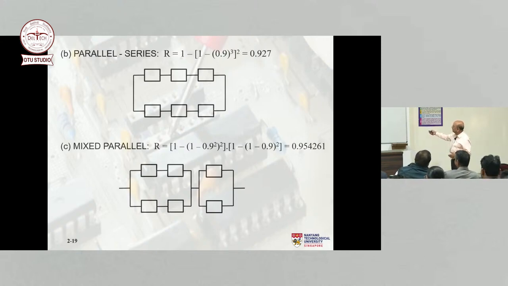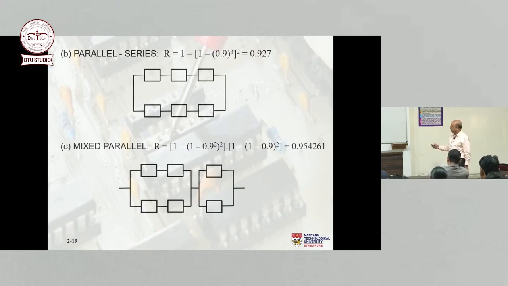And then for this one, what is the reliability? It's 0.9, and the unreliability is 1 minus 0.9. And because both are identical, it's (1 minus 0.9) squared, correct? And then why do I multiply? Because this set is in series with this set. So therefore I multiply and I get a certain number, okay?